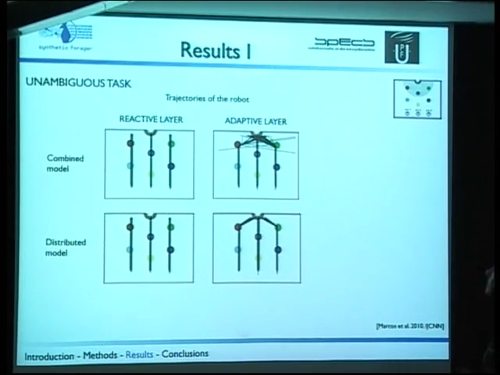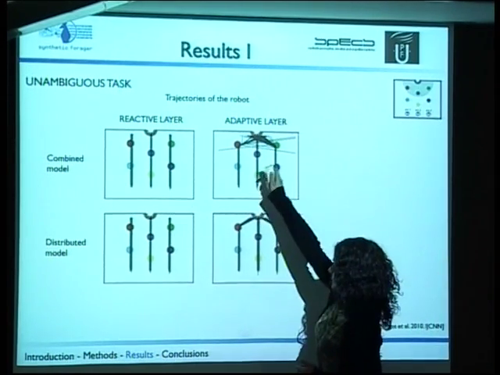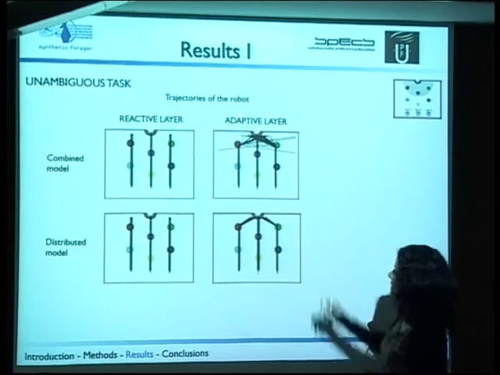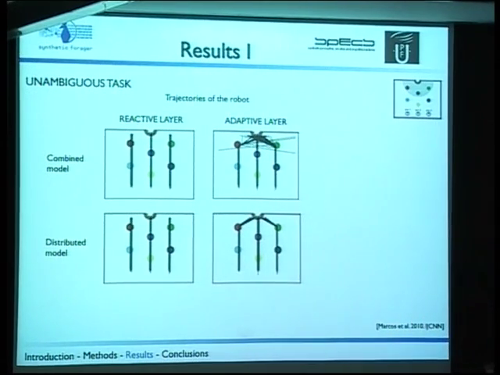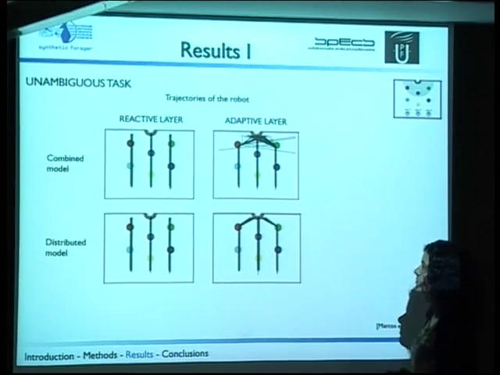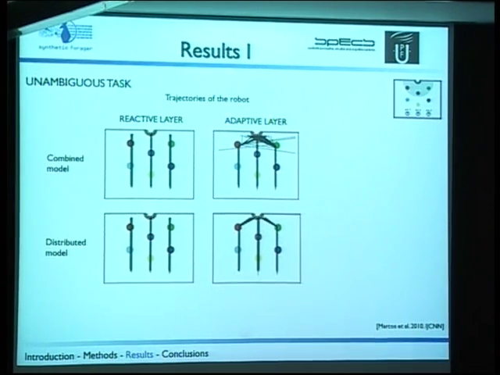In the combined model, we see that in both cases the adaptive layer can solve the task, but more accurately in the case of the distributed model than in the case of the combined model. This might be due to the noise in the motors, which is reduced in the case of the distributed model due to the integration in time.